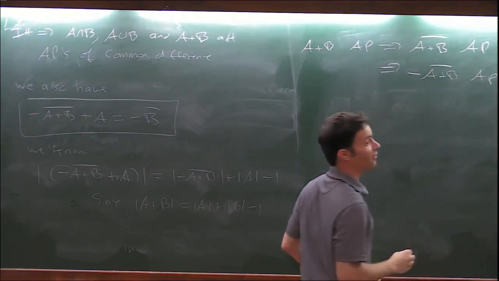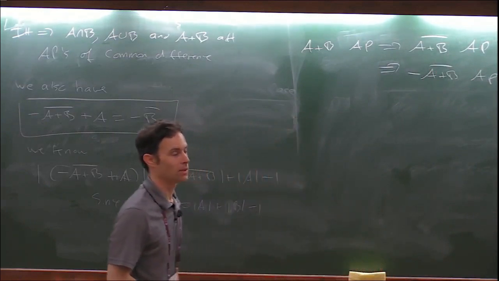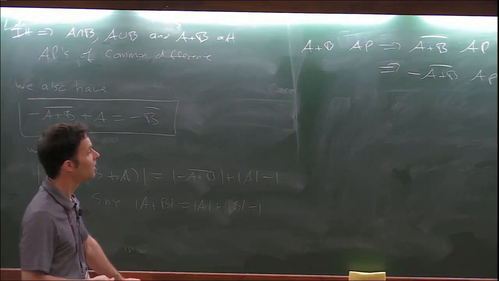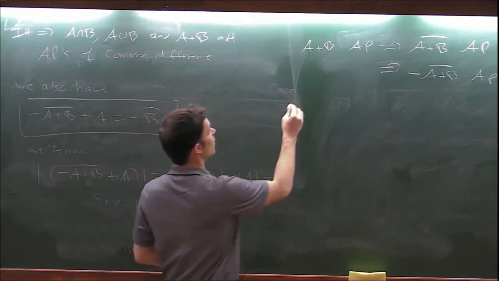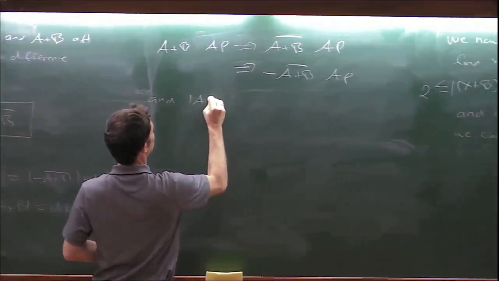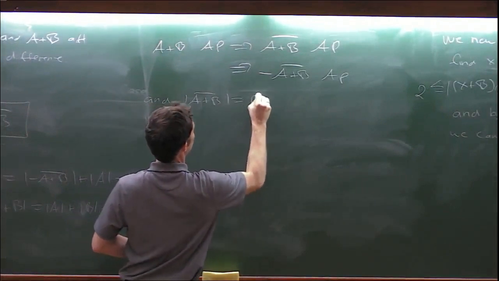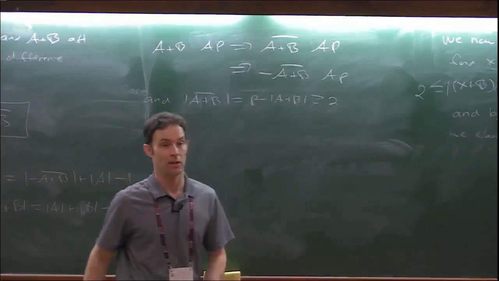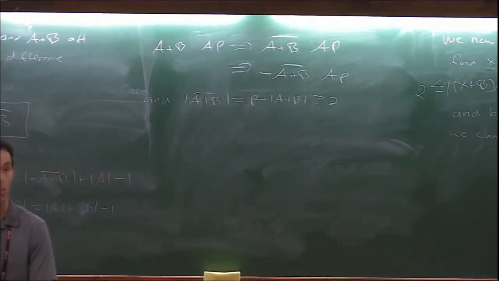In fact, they all have the same difference. We're not doing anything really except taking the complement and changing the sign from D to D minus. And it has size at least 2, because that's P minus the size of A plus B. Well, there's our hypothesis, we're finally using it. There's at least 2 elements there. And this set over here is missing at least 2 elements.